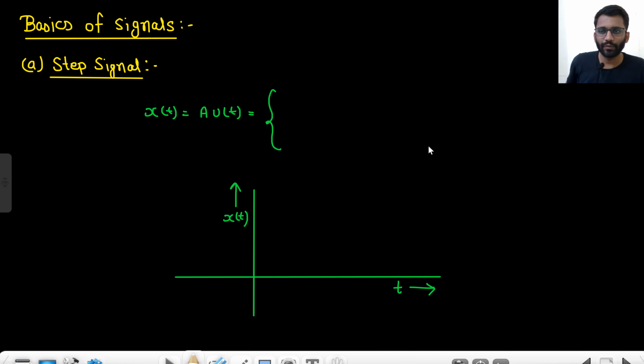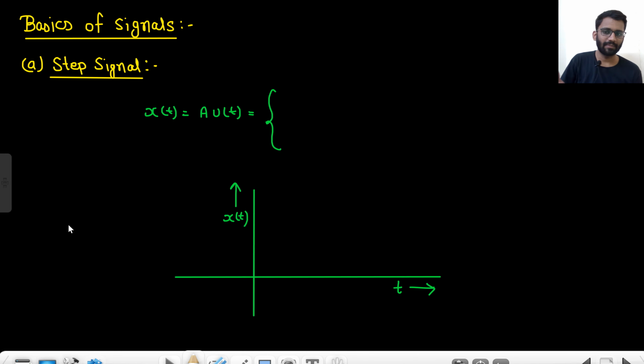Hello everyone. So in this video we will discuss the basics of signals. Even if you know the basics of signals, just watch the video completely. You can watch it on 2x or skip through the video, but just watch it completely, because there would be something that you don't know and that would be very important.